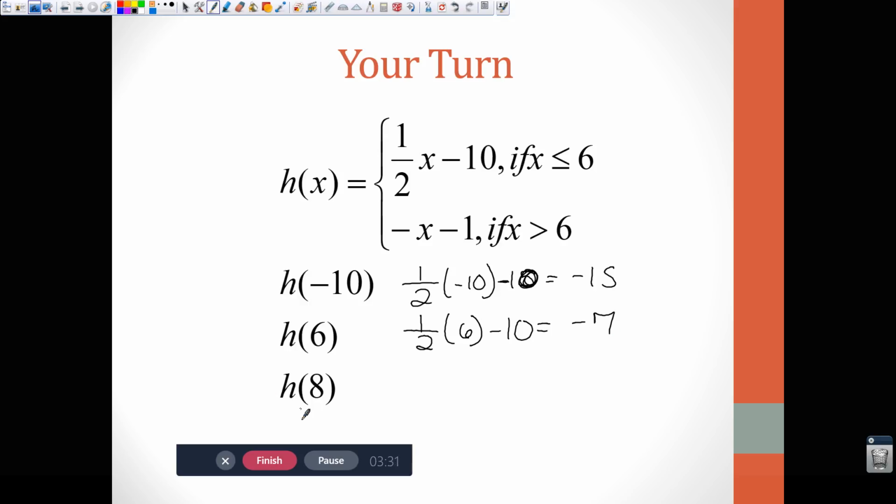Okay, how about 8? Is 8 less than or equal to 6 or greater than 6? Greater than 6. So I'm going to substitute it into this equation.